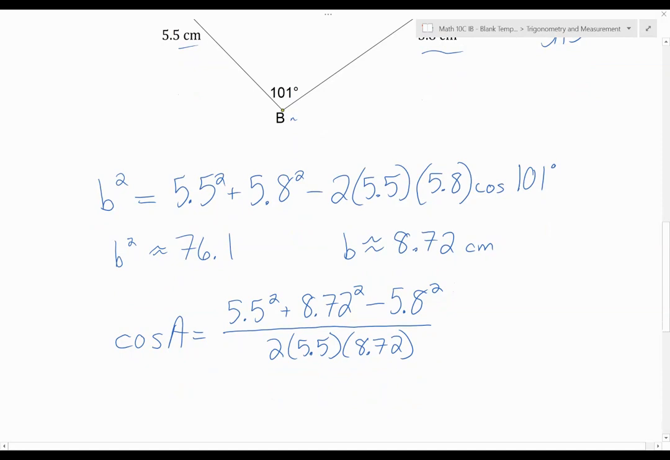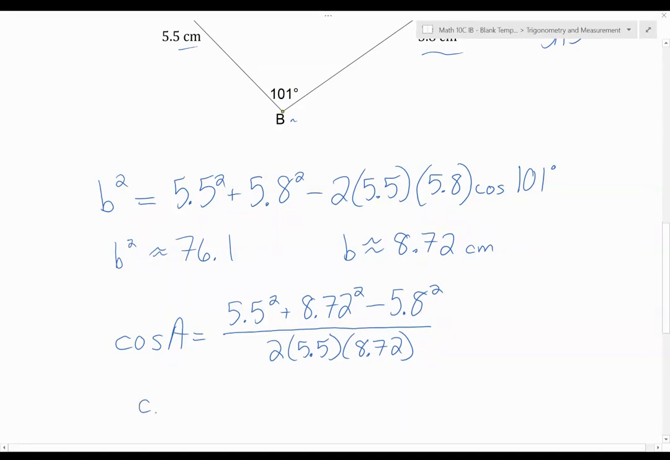So the 2 is part of the formula, and then I put the side lengths here. Again, enter this all in one swoop in your calculator. Some of your calculators will let you do it as a fraction. Some of you have to use brackets, bracket your entire numerator, and then bracket your entire denominator. But I've got 5.5 squared plus that value I stored. I'm not just using 8.72 squared minus 5.8 squared, and then divided by 2 times 5.5, and then again times the stored value, not the typed value.